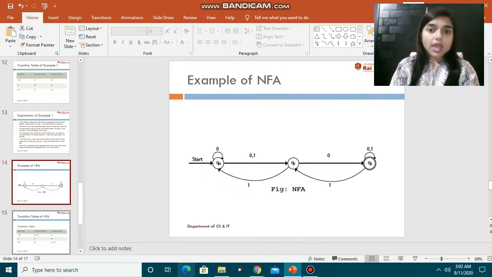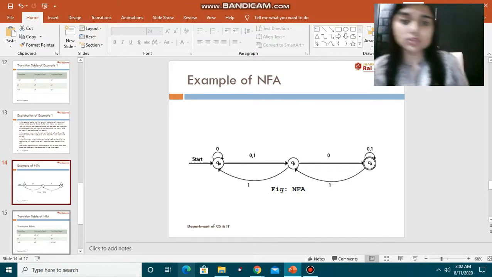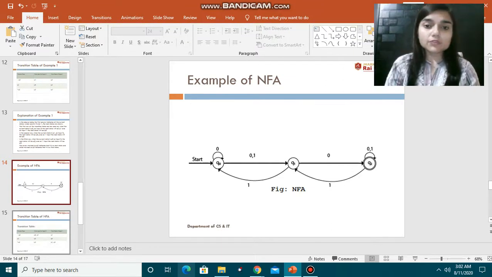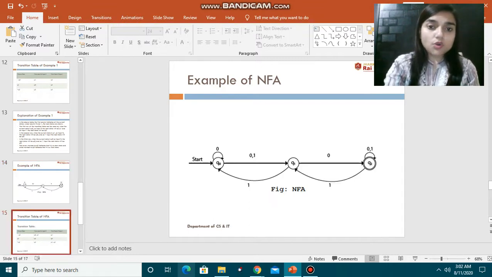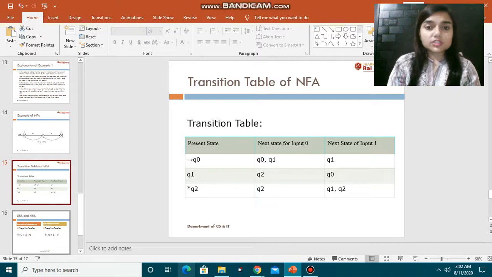Now let's take one example of an NFA. This is the transition diagram of an NFA. Again, let's first find out the number of states. Here we have 3 states, Q0, Q1 and Q2, and we have 2 input symbols 0 and 1. Now let's draw the transition table.